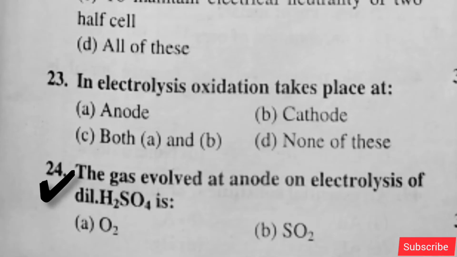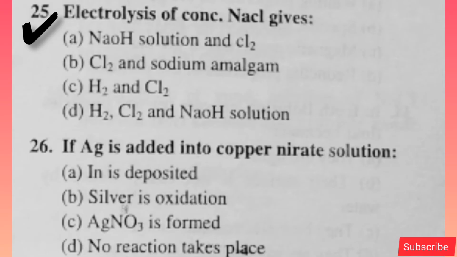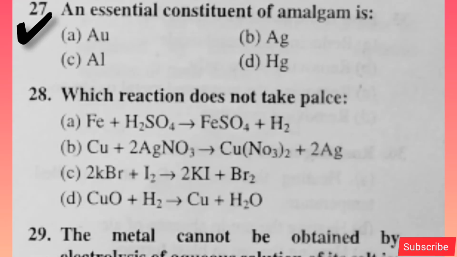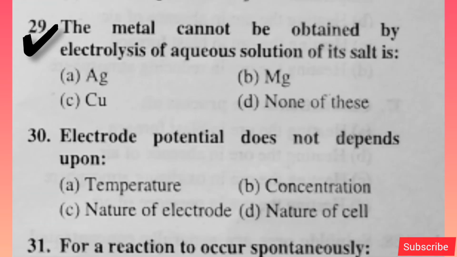Option A is right. The gas evolved at anode on electrolysis of dilute H2SO4. Option A is right. Electrolysis of concentrated NaCl gives. Option D is right. If Ag is added into copper nitrate solution. Option D is right. An essential constituent of amalgam is. Option D is right. Which reaction does not take place? Option C is right. The metal that cannot be obtained by electrolysis of aqueous solution of its salt is. Option B is right. Electrode potential does not depend upon.